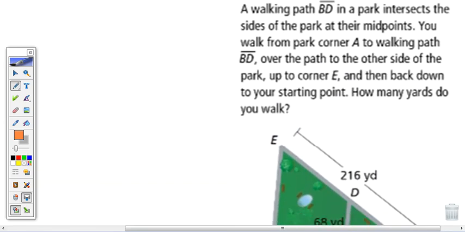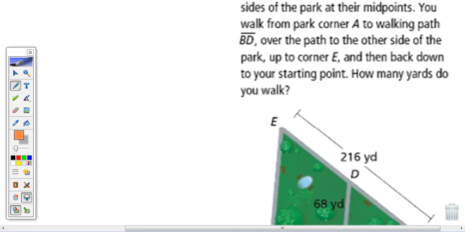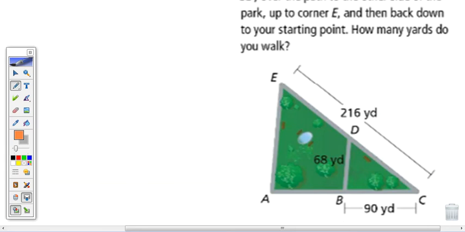It says a walking path from B to D in a park intersects the sides of the park at their midpoint. Which means that BD is a mid-segment over the path to the other side of the park to corner E. And then back to your starting point. How many yards will you walk? You're going to walk from here to here to here and then back. We have to figure out this distance right here, kids.